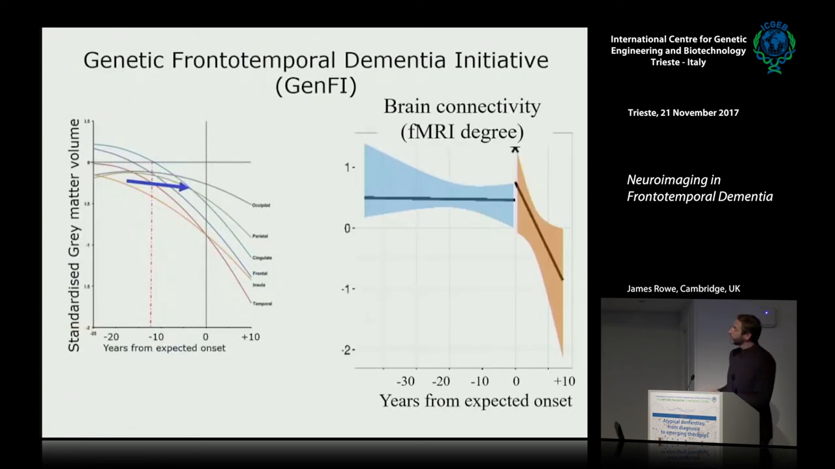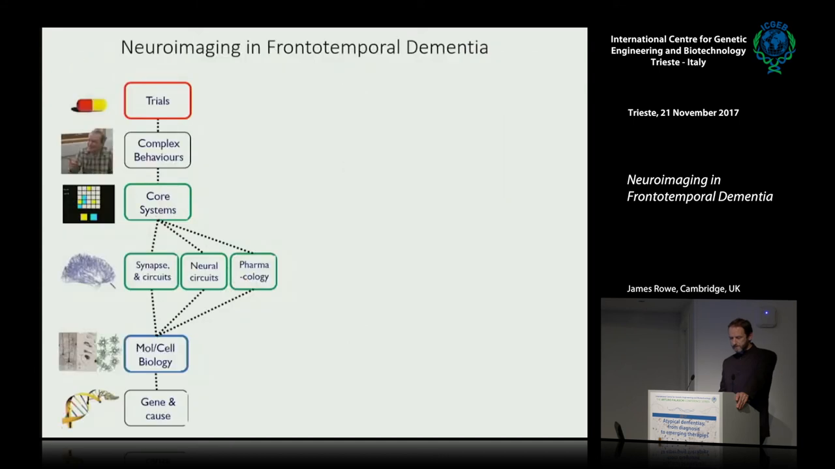So then it puts the focus not just on things you might wish to do to delay atrophy, but things you might do to try and enhance or maintain functional integration through synaptic modifiers or pharmacological approaches to push back symptom onset. So just to tie this together, I've given a really whistle-stop tour through a number of methods.